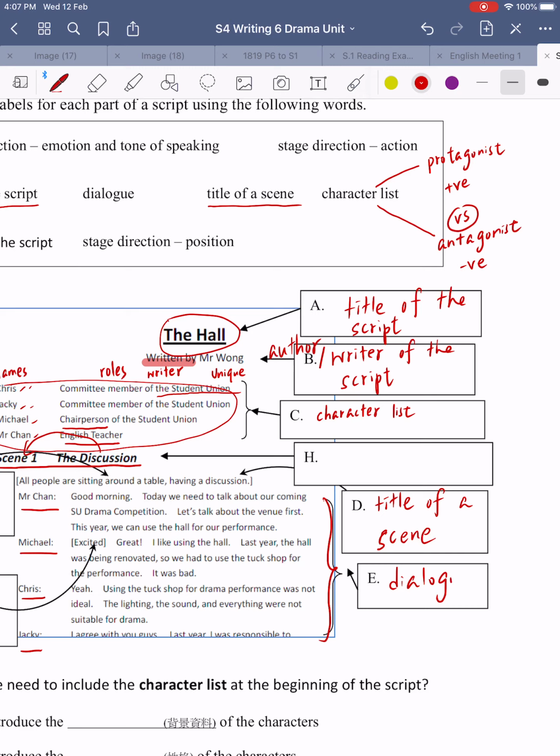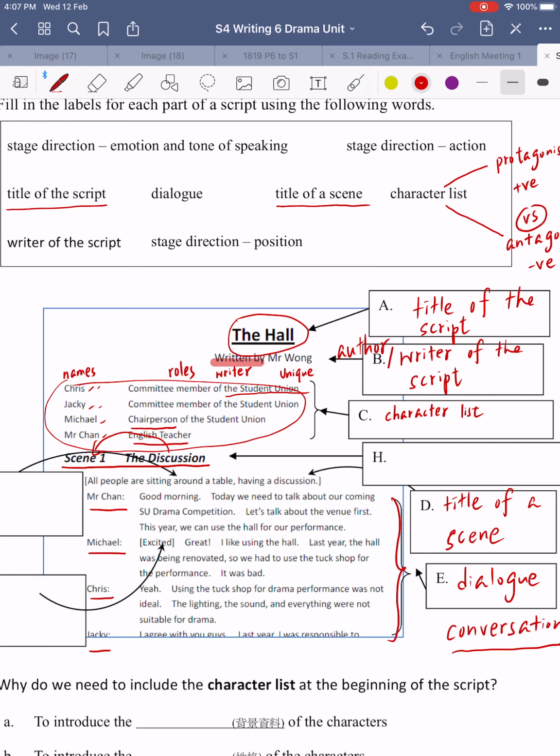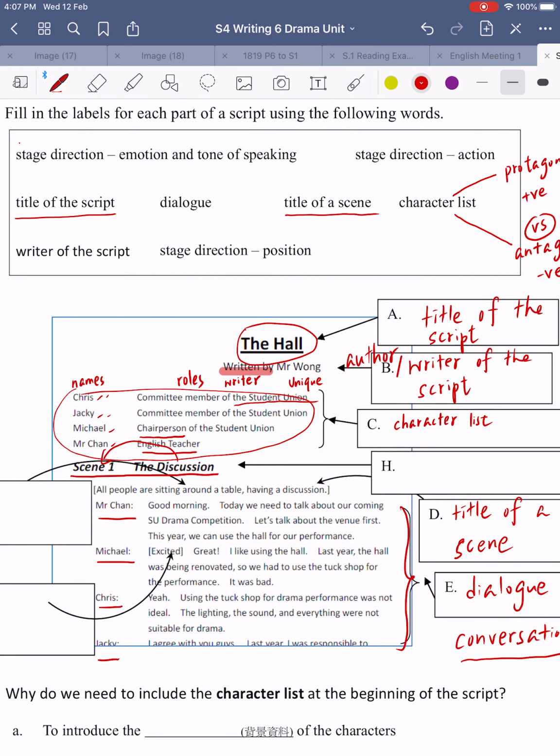So we need to include dialogues in our drama. And what is the meaning of dialogue? Dialogue, that means conversation. I think most of you should have learned conversation in your junior forms. However, for senior form students, we use dialogue. Okay, then let's go to the most important part, which is our stage direction.